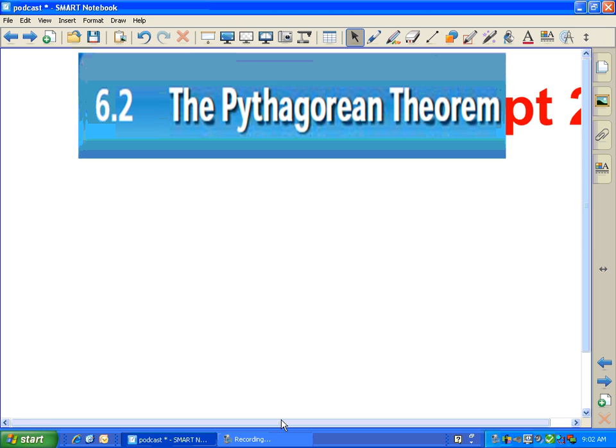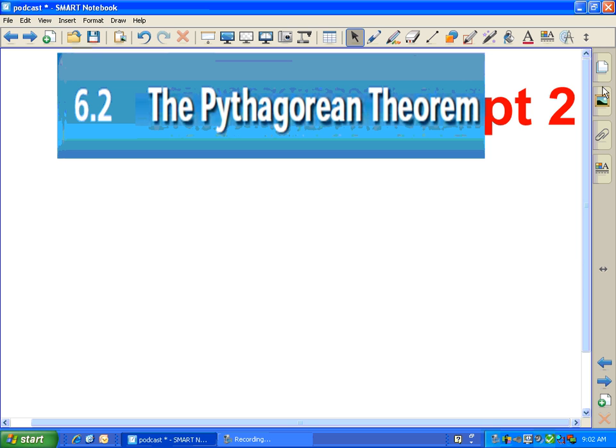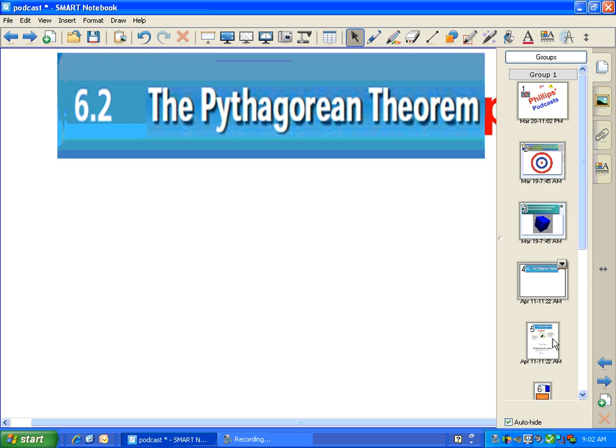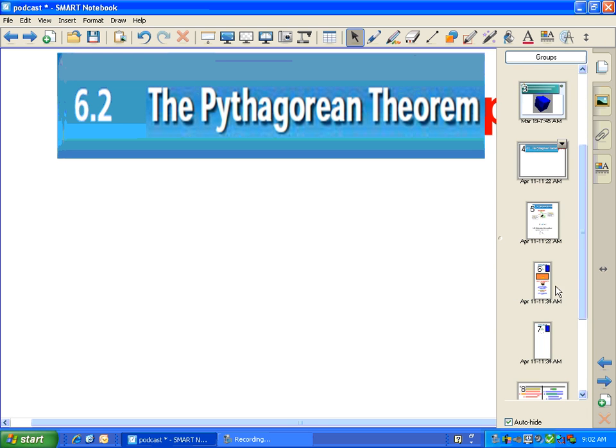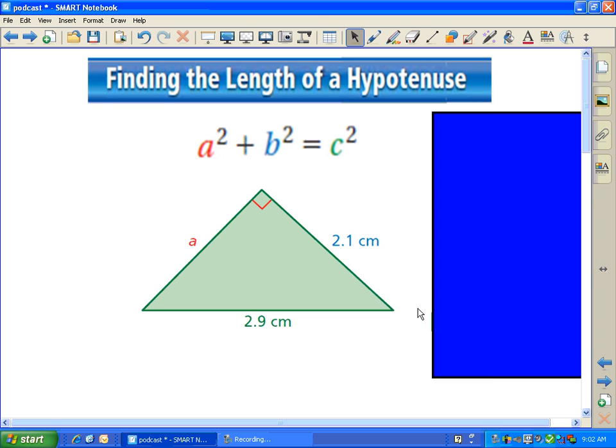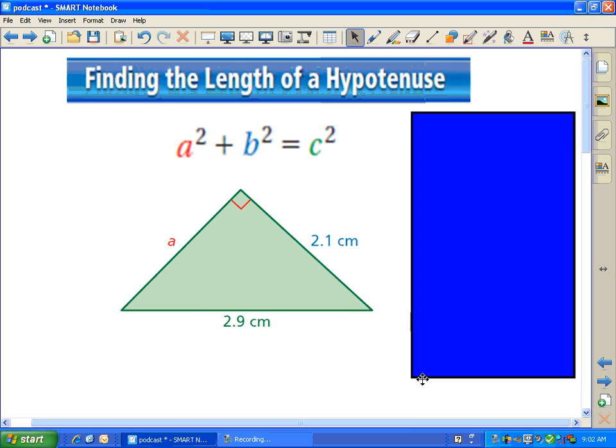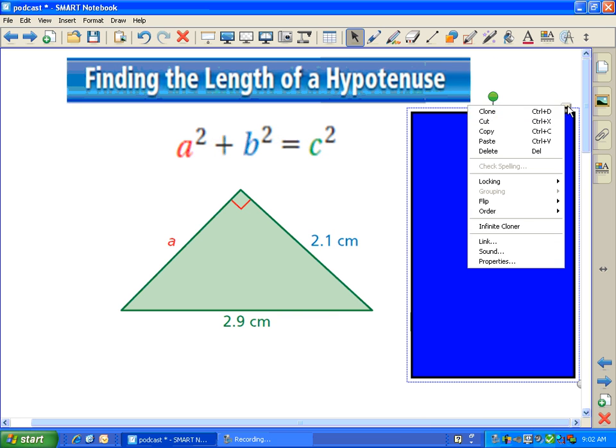All right, again, lesson 6.2, Pythagorean theorem, part 2. We're going to find a leg. So take a look at this triangle. It is a right triangle. So I'm going to write down the names, definitions that I have.